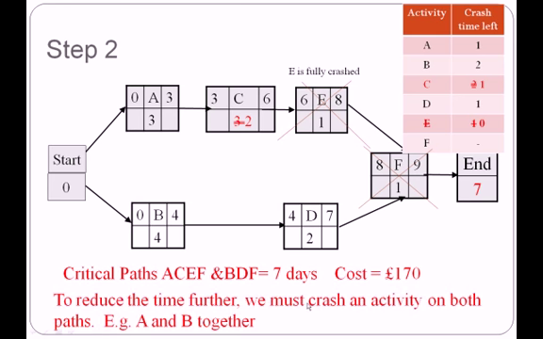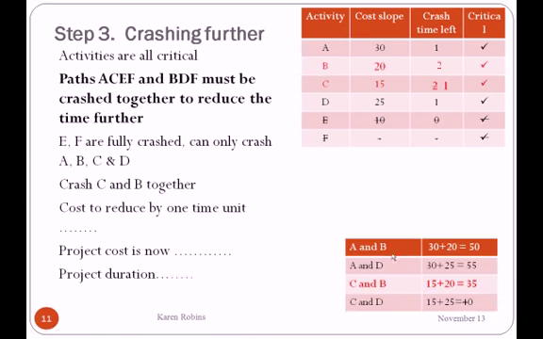But to reduce the time further, we must crash an activity on both paths. If we only crash on one path, the other path will remain at 7. So we could crash perhaps A and B together, and that would reduce the time down to 6. So A would go down to 2 and B would go down to 3. We're not going to do that. We're going to look at the cost slope to see which is the most effective use of crashing of activities.